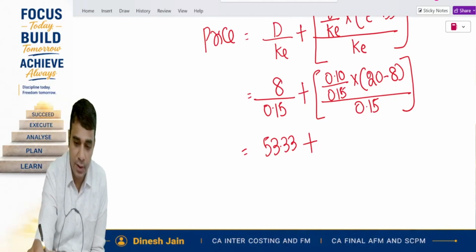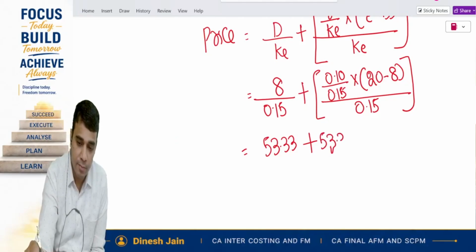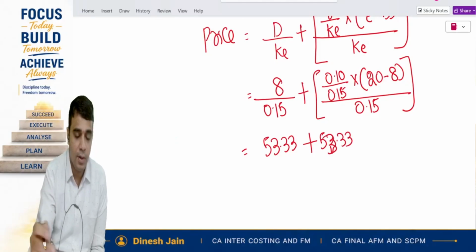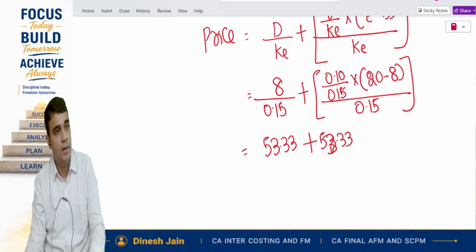Same 53.33. And we get the value. This is what the model is all about. There are certain points more to be explained, but the model is very simple.